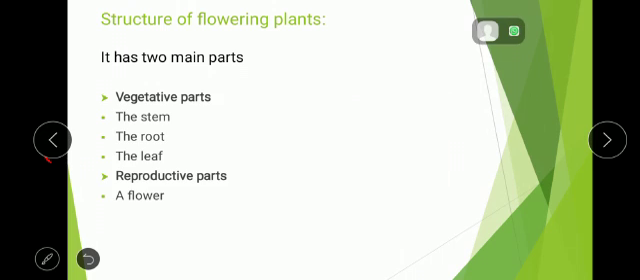Flowering plants are the dominant and the most familiar group of land plants. A flowering plant has two main parts, the vegetative part and the reproductive part. The vegetative part consists of stem, root and leaf, and these three parts form the main body of the plant, and the reproductive part includes the flower.